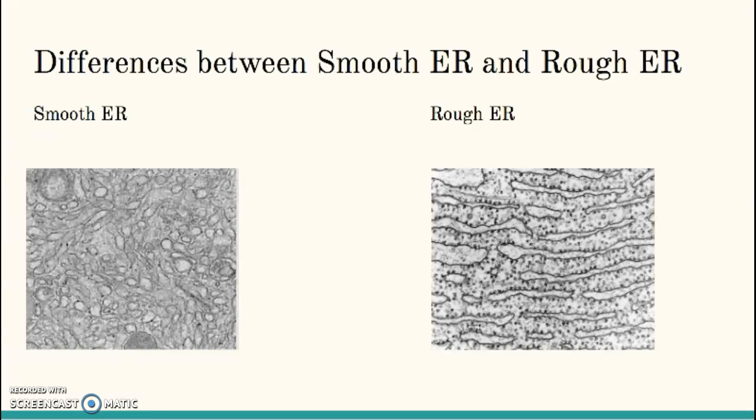Another difference between the smooth ER and the rough ER is the location in the cell. Although endoplasmic reticulum is located throughout the cell, the rough ER is located closer to the nucleus, whereas the smooth endoplasmic reticulum is located further. In addition, the smooth ER is tubular and the rough ER is flatter.